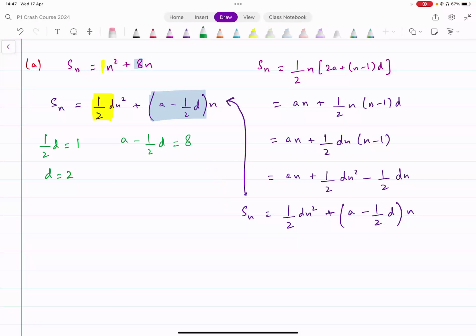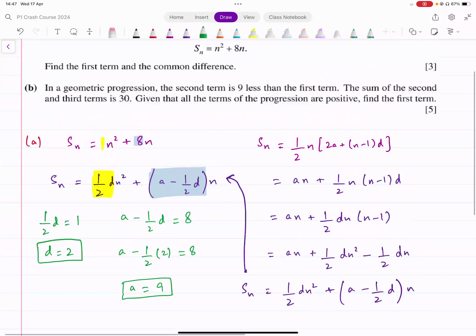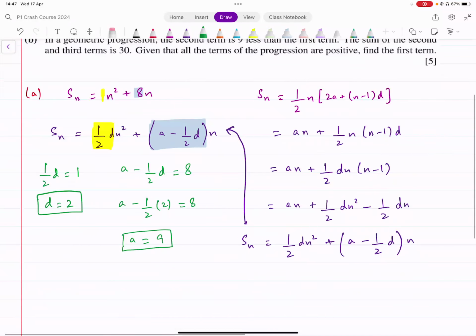And now you know the value of d already. So it becomes a minus 1 over 2 times 2 equals 8. And the value of a turns out to be 8 plus 1, which is 9. This is the first term that we're getting and the difference that we're getting. A equals 9 and d equals 2.